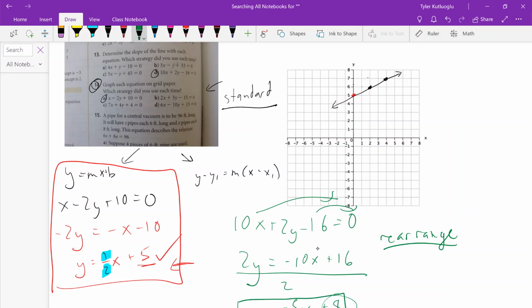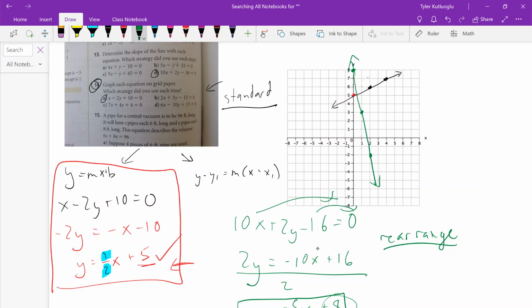I'm going to start at the plus 8, which is up here. Then the slope is down 5 over 1. 1, 2, 3. Cool. Now I can draw the line, connect it, and that's it.